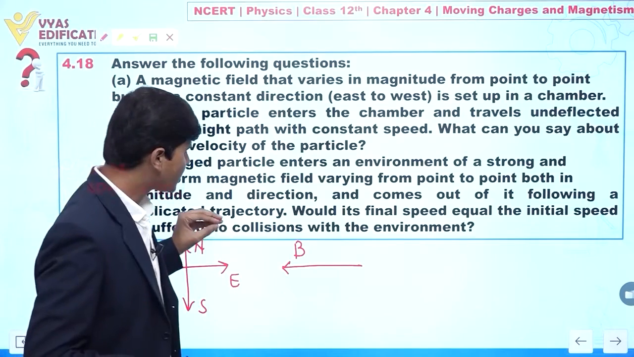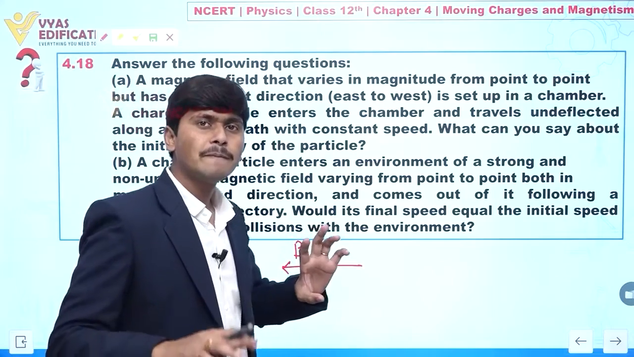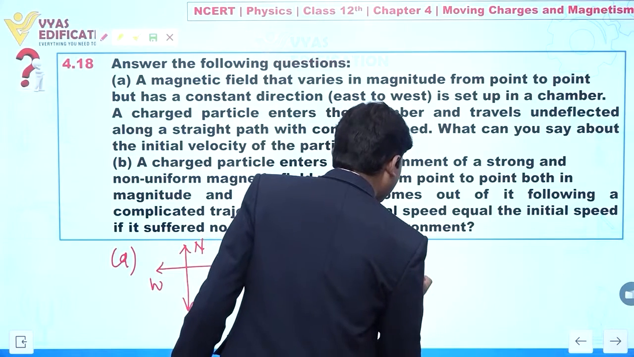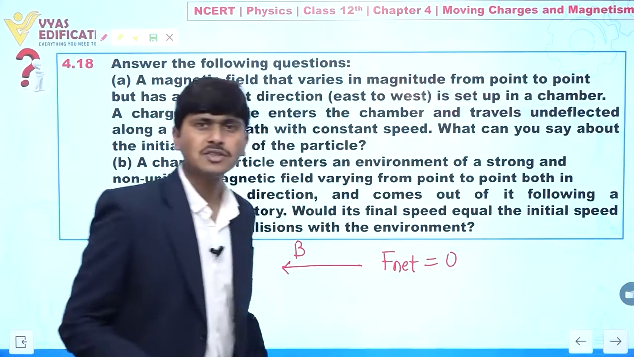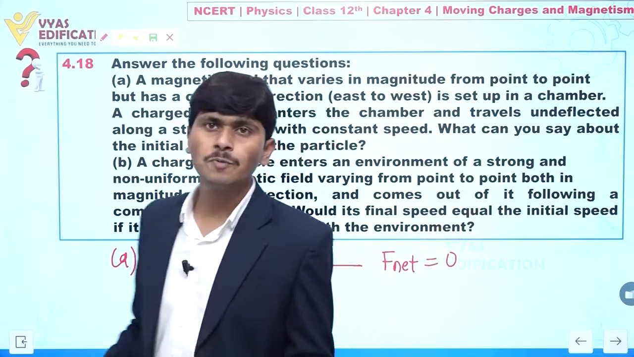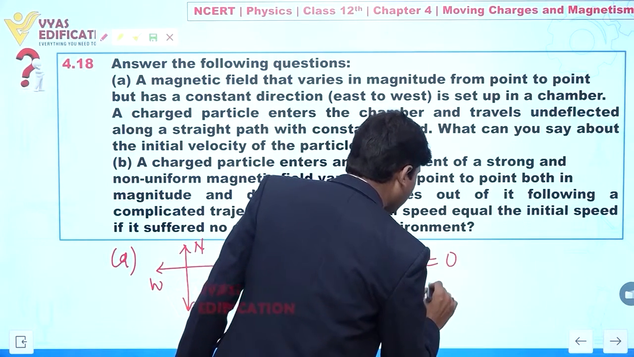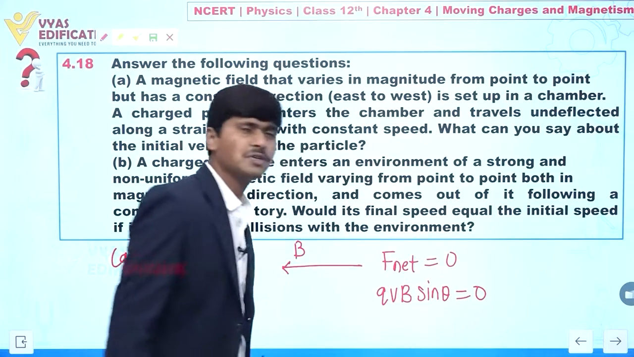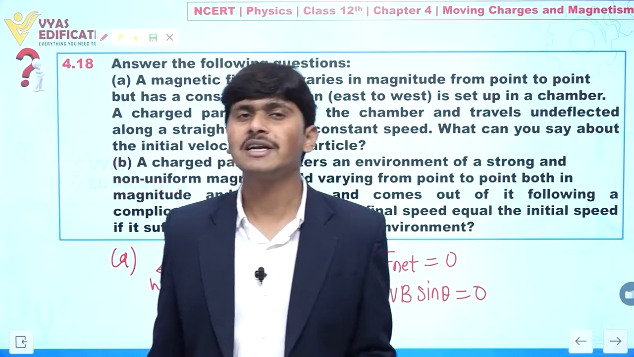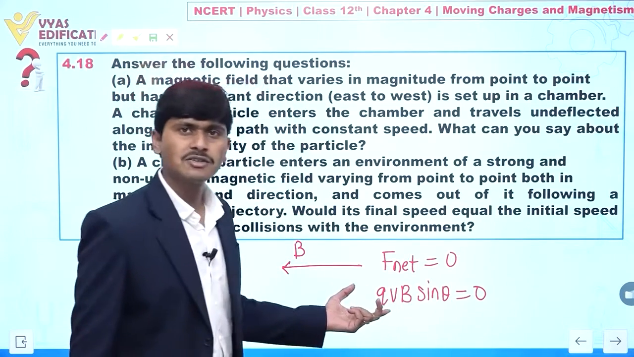So whenever a charged particle is going in a magnetic field and goes without any deflection, it means the net force acting on that charged particle is 0. Whenever a charged particle has certain velocity and charge q, when it enters a magnetic field, the force is given by qVB sin theta, and this should be equal to 0. Because if the net force is 0, that charged particle will move with constant velocity.